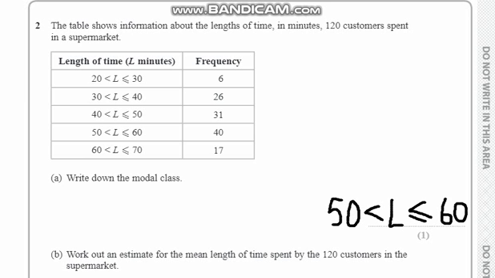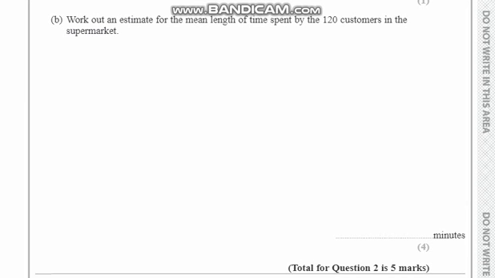Now moving on to the B part, which states: work out an estimate for the mean length of time spent by 120 customers in the supermarket. Again, I recommend that before even attempting the question, look at the marks. It's a 4 marker question, so it requires a bit of working. I'll go back to the table and teach you how to find the mean from a frequency table.